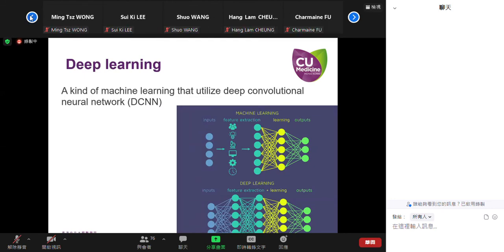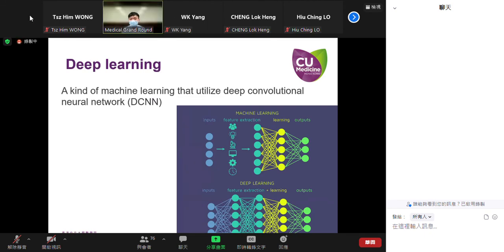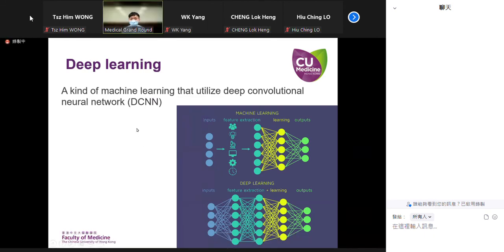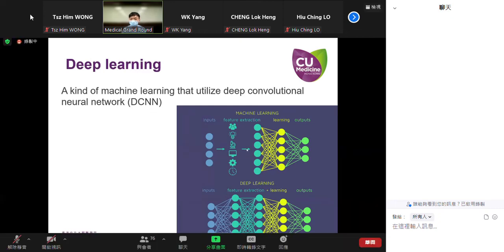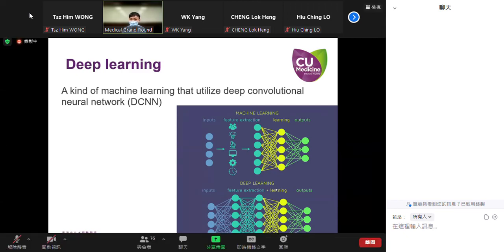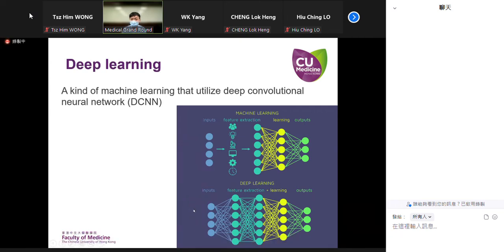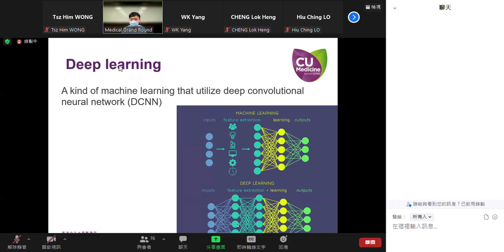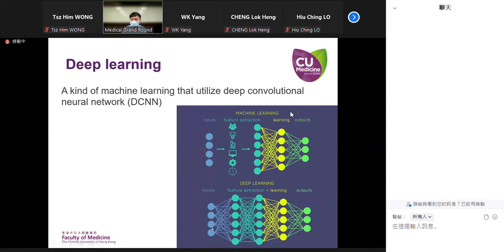And how are these models developed? So Professor Lau has introduced the concept of deep learning. So it's a kind of machine learning that utilizes deep convolutional neural networks. And so the difference from traditional machine learning is that human intervention is not needed in deep learning. So basically how it actually works is that we'll just input some data into the deep learning system.